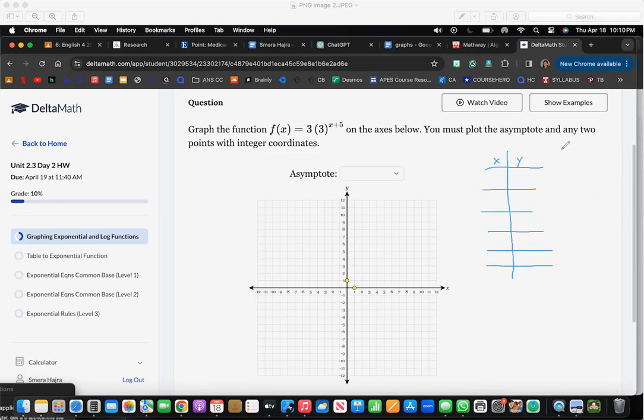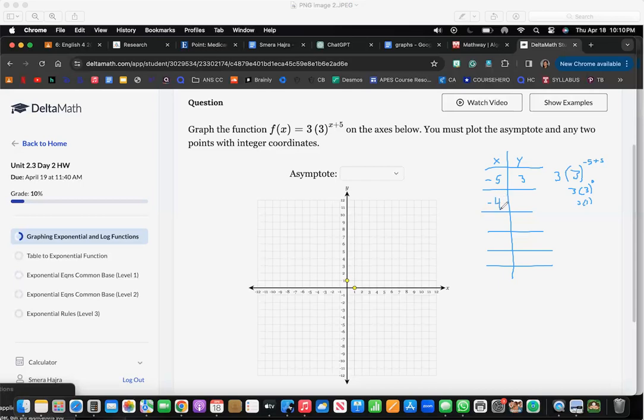We've got to pick reasonable numbers to plug in. It seems like 0 or anything near that, but I don't want to plug in 0 here because if I do that, I'm taking 3 to the 5th power, which is a very big number. So to get smaller numbers, maybe I'll plug in negative numbers. If I plug in a -5 into this, then I get 3 times 3 to the -5 plus 5. That's 0. So I get 3 times 3 to the 0 power. That's 3 times 1, which is 3.